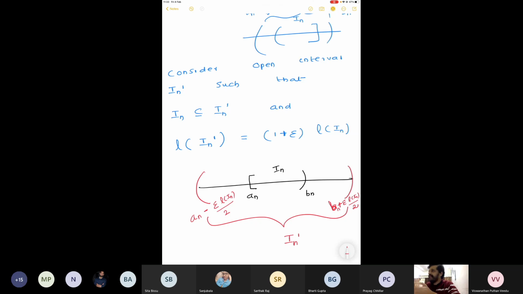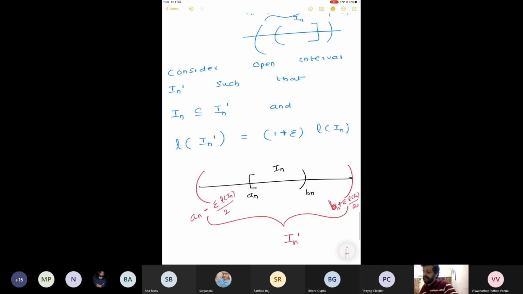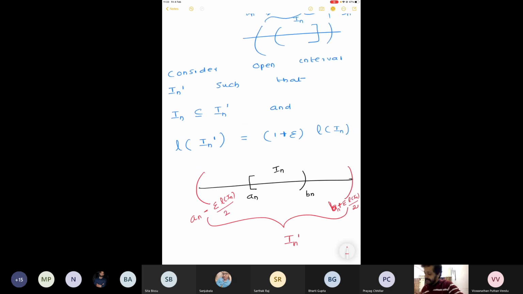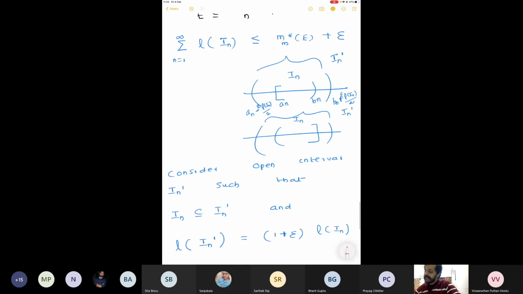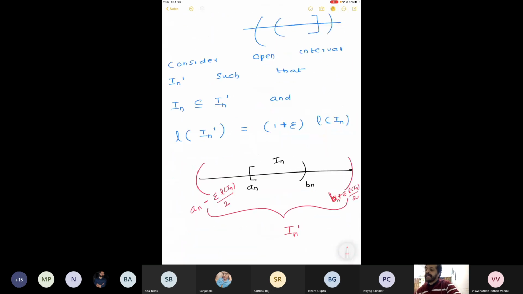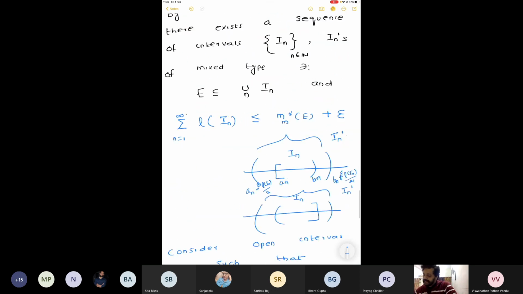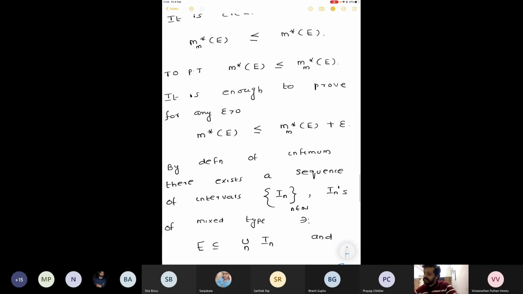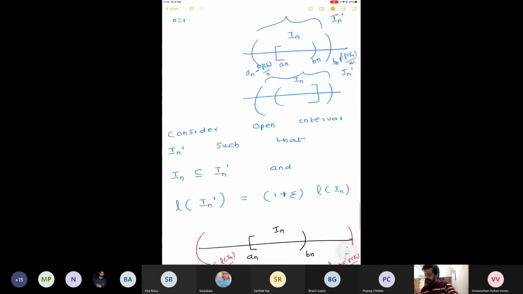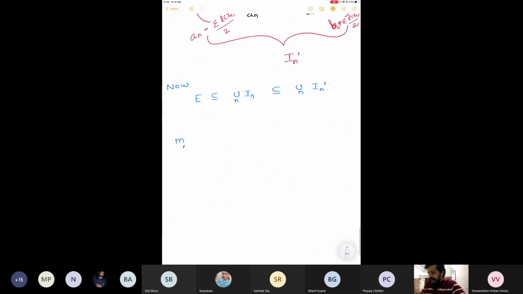So I am working with bounded intervals. If it is unbounded, you can think what can happen. So this is always possible. Since E is contained in the union of I_n, I can cover E with I_n' also. E is contained in the union of I_n, and this is contained in the union of I_n'. So what I want to prove is this: m star of E is less than or equal to m star of E plus epsilon. Let me start with m star of E plus epsilon.